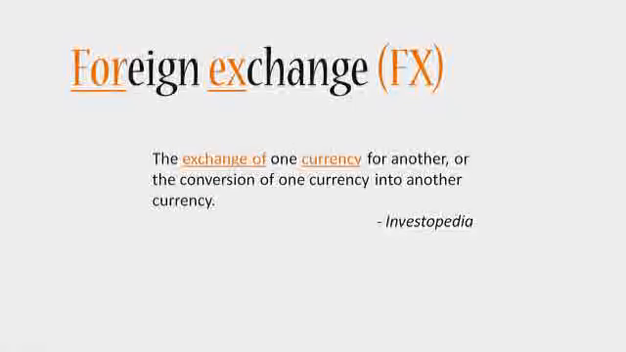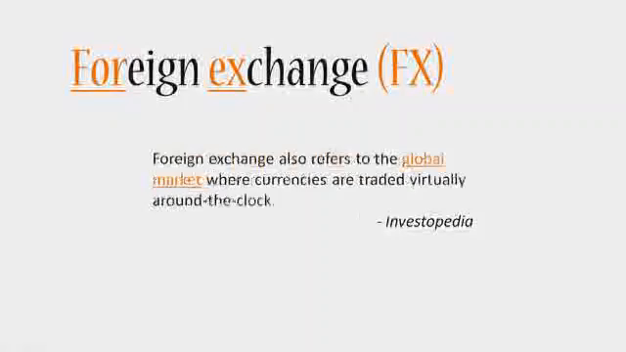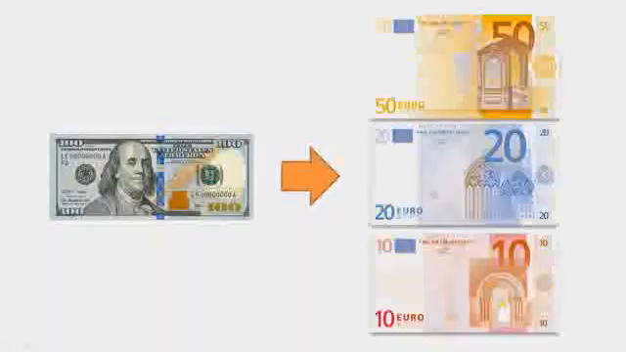Also, Investopedia continues this definition by saying that foreign exchange also refers to the global market where currencies are traded virtually around the clock. So let's have a look at an example. Say for instance you're going on a holiday to Europe. In that case, you will take your American dollars and go to the exchange shop and convert them into euros. By doing this, you've conducted a currency exchange and therefore you have become a participant of the Forex market.